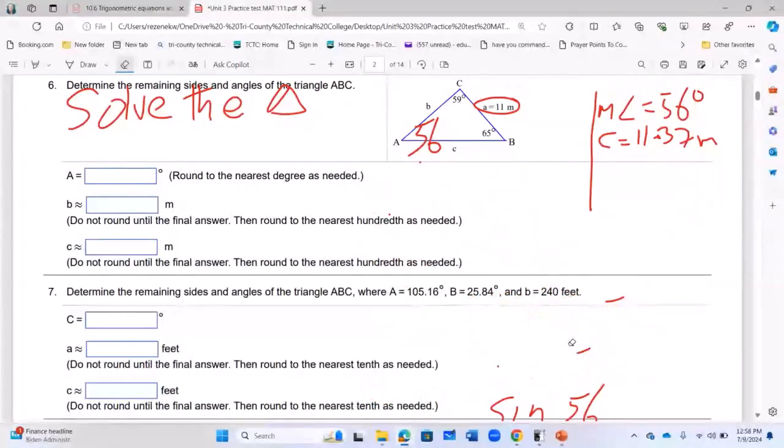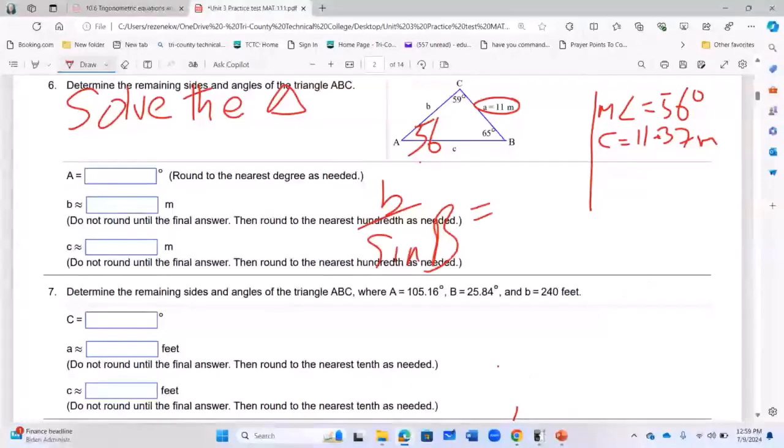And to find side B, I can use sine B is equal to A over sine A. All right, then plug in. Sine B, so this is A over sine A.